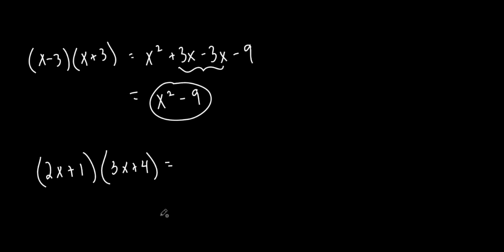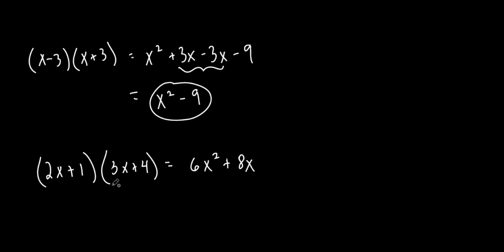Okay? First, outside, inside, last. The bell might ring halfway through this, but just hang on till we finish. It won't take long. All right, first, 2x times 3x. Well, 2 times 3 is 6. X times x is x squared. That's right. Don't forget that x squared. Outside, 2x times 4. It's positive. 2 times 4 is 8x. That time it's not squared because that just is a 4. It doesn't have an x with it.